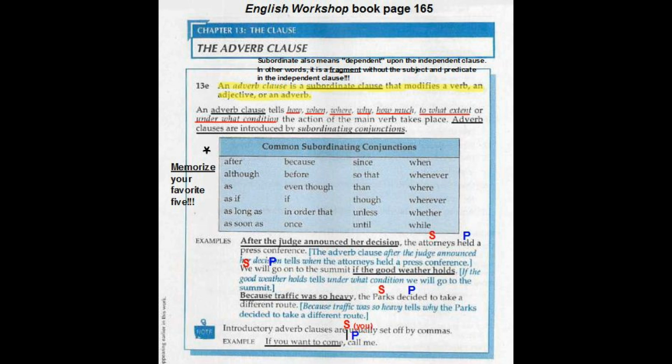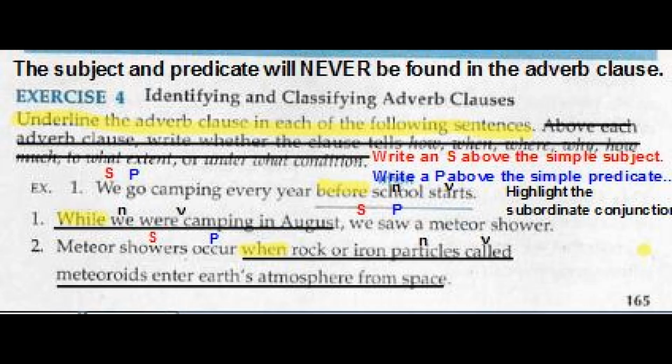You can see that the beginning of that adverb clause is because, the subordinate conjunction, and it modifies the independent clause. The Parks decided to take a different route. Okay, now you kind of get an idea of adverb clauses and independent clauses, and let's go ahead and go down to the bottom part here where it says introductory adverb clauses are usually set off by commas, but you can see if they happen at the end of the sentence, there is no comma needed. Let's remember that as we do the exercise.